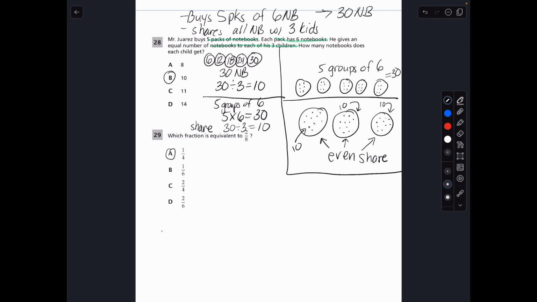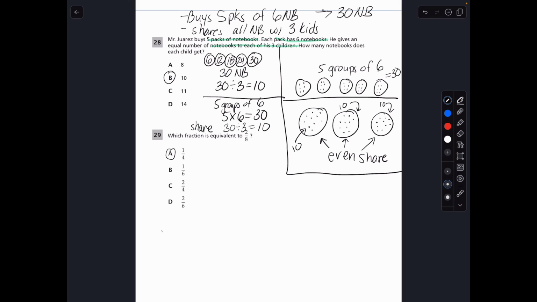So that one again is probably the fastest, but it's only fast if you know how to do that mental math pretty fast. Either way, for any of these strategies, your answer is 10, and each kid gets 10 notebooks. Let's look at number 29. What fraction is equivalent to 2/8?